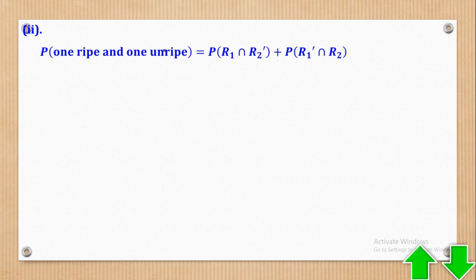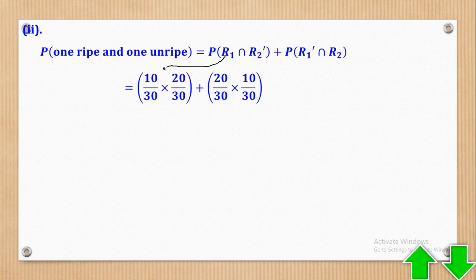So remember, with replacement, probabilities do not change. Therefore, this one for ripe will be 10 over 30. For unripe, it will be 20 over 30. Similarly, also in this case, the one for unripe will be 20 over 30, and for ripe will be 10 over 30. So with replacement, probabilities do not change.